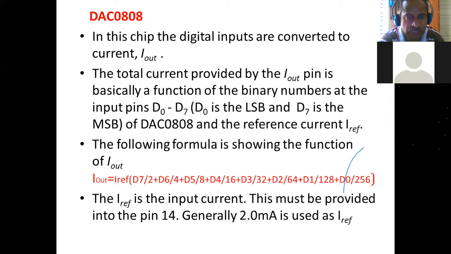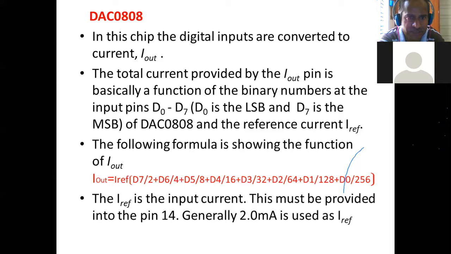Suppose we apply 0, 0, 0, all the 8 digital inputs as 0 volts, then the output current is 0. We are getting a proportional output current with digital inputs, not output voltage. So we must use a circuit which converts current into voltage. That means we require a current to voltage converter because we need the signal in the form of voltage.